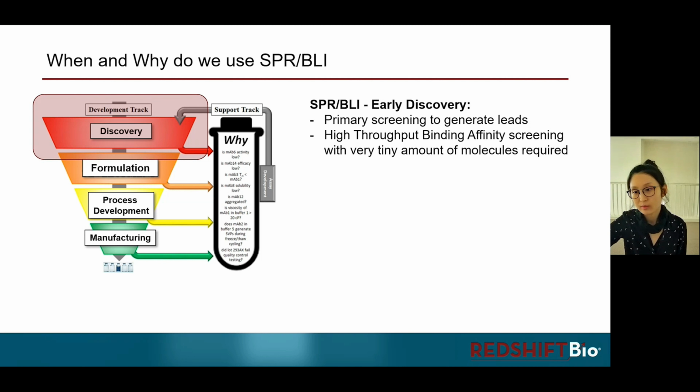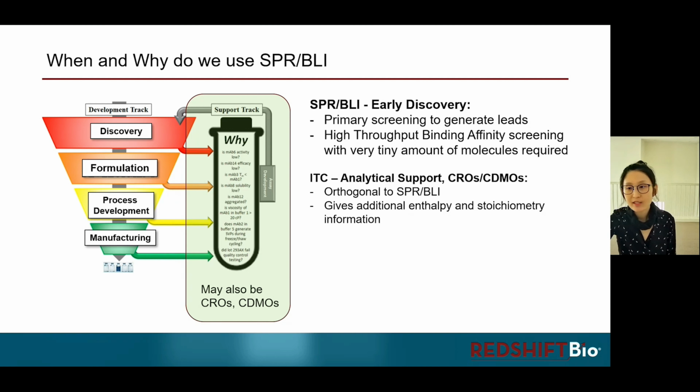ITC, on the other hand, won't be here as it's low throughput and requires a much greater amount of molecules. So why do we still bother with ITC? As I previously mentioned, ITC acts as an orthogonal technology to SPR or BLI, as it measures exactly the same KD in a completely different way. FDA suggests that whatever we measure, we should use an orthogonal method to check it, as no instrument or technology is perfect.